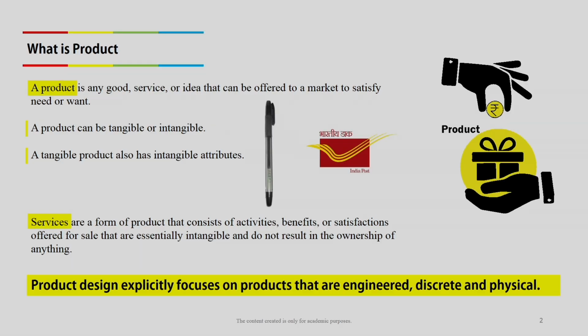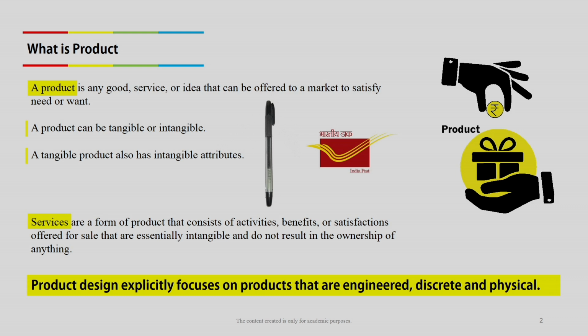A product can be tangible or intangible also. For example, a pen is a tangible product, and when you go to Indian Post you get a service, which is intangible. A tangible product also has intangible attributes. For example, with a pen you can write and experience the smoothness and quality of grip, and so on. These are intangible properties. So, we also should know what is service.